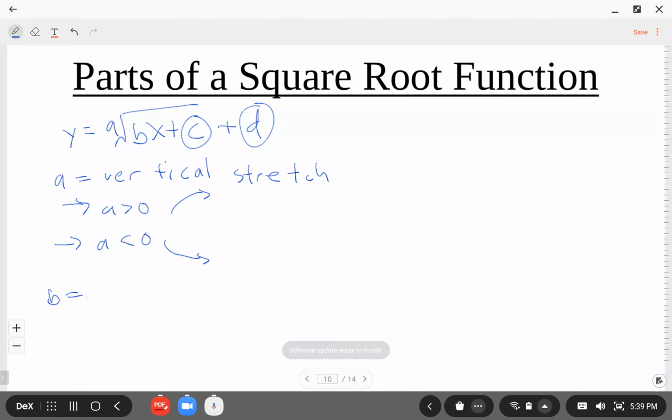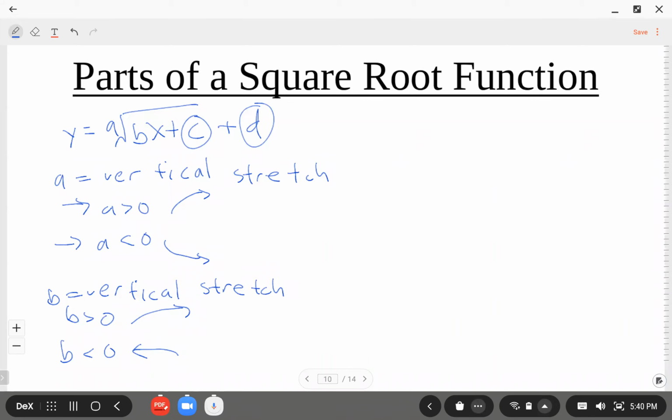B is also a vertical stretch. And when B is greater than 0, which means it is positive, it's facing this way, just like when A is positive. But when B is negative, it changes way, it goes to the left now. The arrow points to the left, that's what's special.